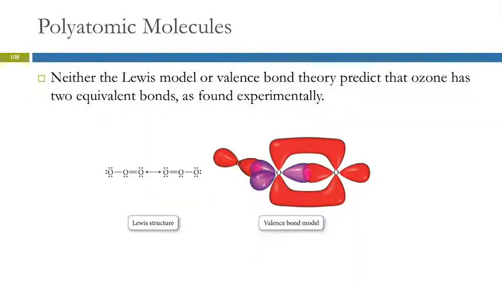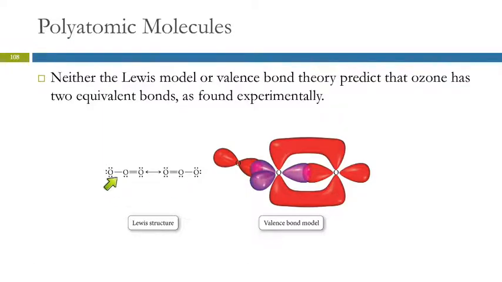So we are just going to talk about polyatomic molecules and why we need to tell you anything about molecular orbital theory. So Lewis model and valence bond theory do not explain some things that are really important. And if you're going to take organic chemistry, they will become important to you. So here's ozone. Here's the Lewis structure. We did that earlier, ozone.